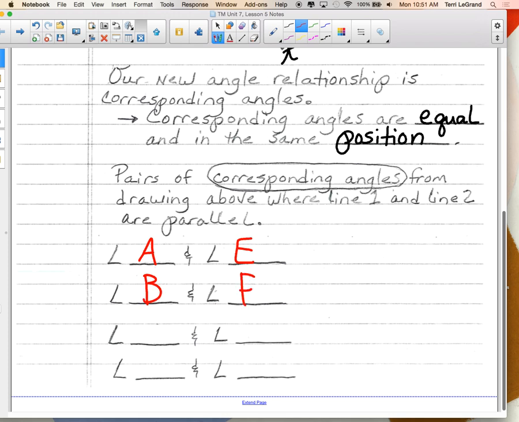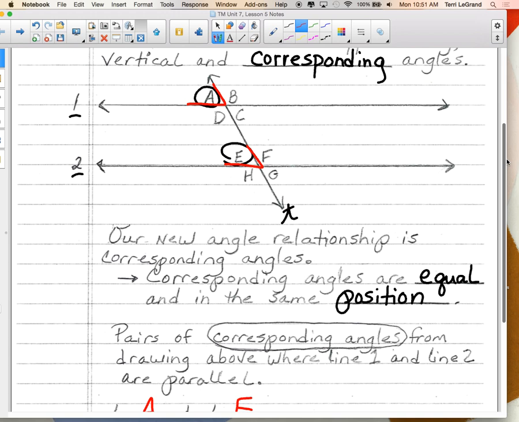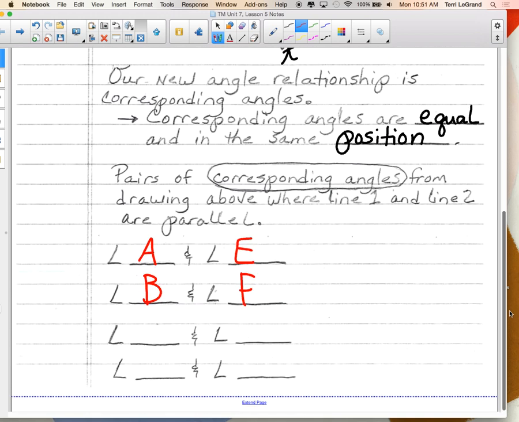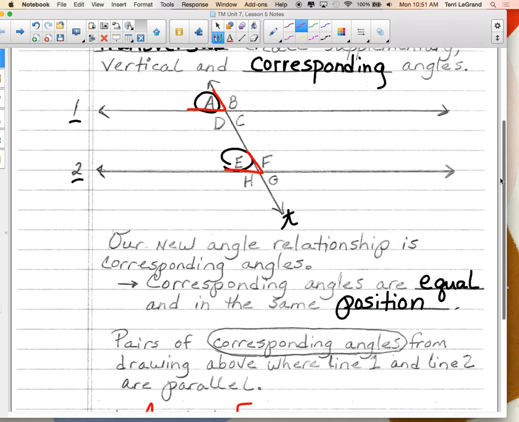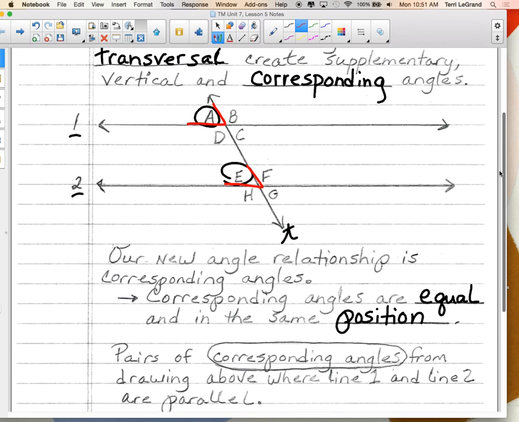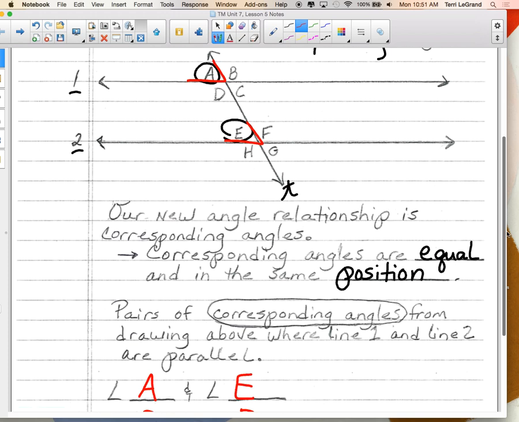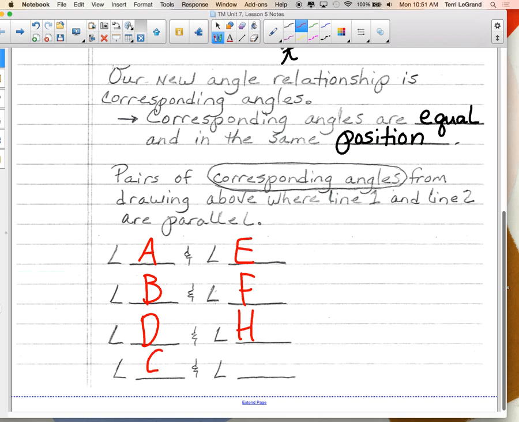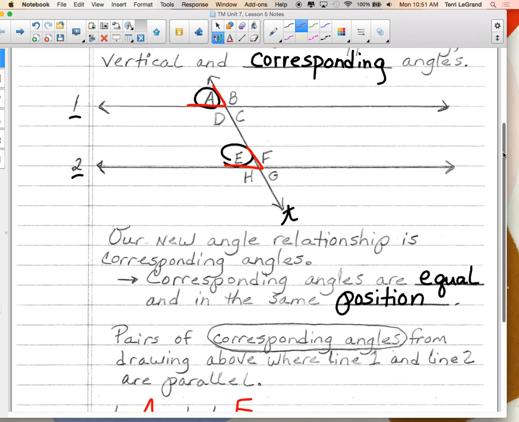Give me another pair. Sammy? D and H. D and H, she says. You guys would agree with her that D and H are corresponding angles? Okay, D and H. Do we have any others? Oh, apparently there's still some hands up here. So, Sierra. C and G. C and G, Sierra says. You agree? Okay. Any others? Just because I didn't make space for any more doesn't mean maybe there are not some more. Are there any others?